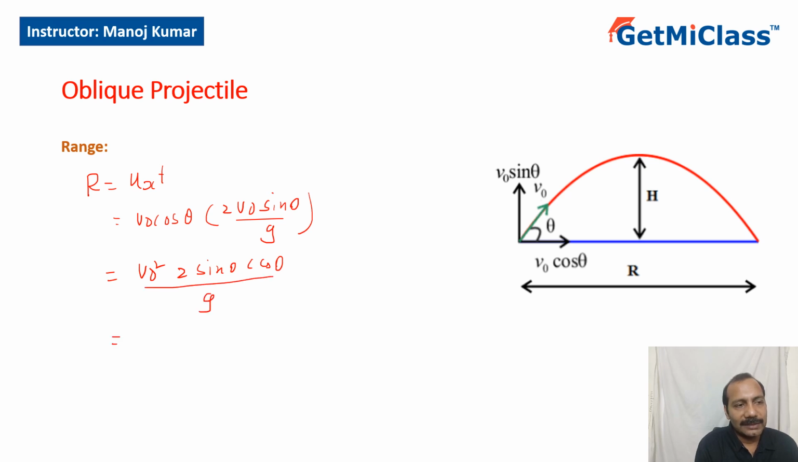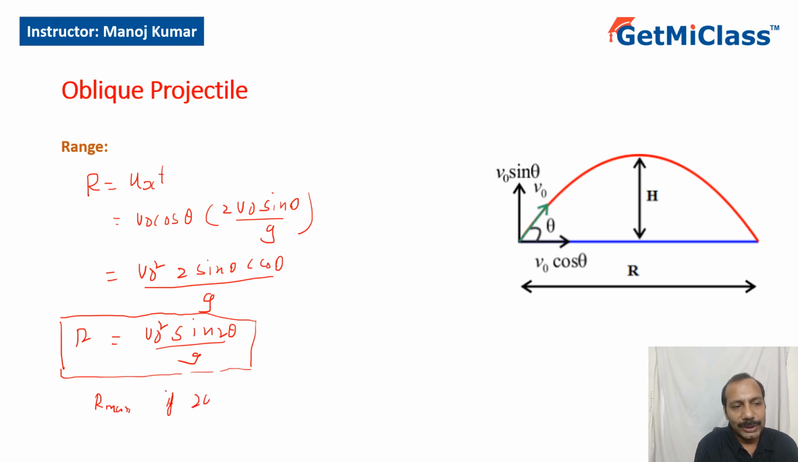So that can further be written as v naught square sin 2 theta by g. So range is given by v naught square sin 2 theta by g. This is the range of projectile. From this we can see that range is maximum if 2 theta is 90 degrees, or theta equal to 45 degrees. So the range for a given velocity for a projectile would be maximum when it is projected at 45 degrees.